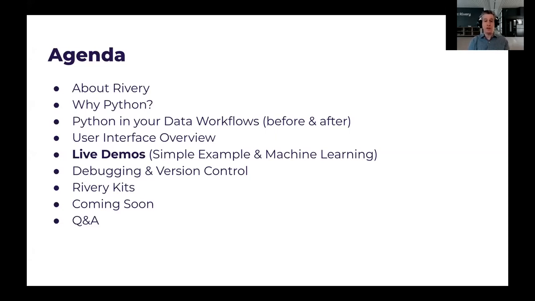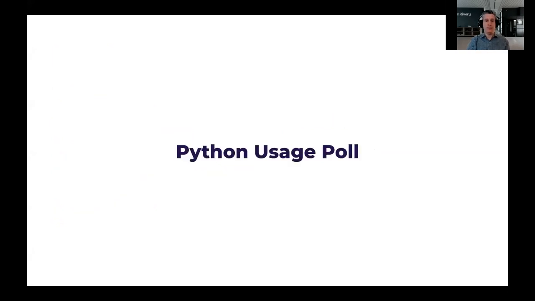JJ is going to be showing two live demos, one of a simple example and one of a really cool machine learning example. Then we'll talk a little about debugging and version control using Python, Rivery Kits, some of the cool features we have coming soon, and at the end, some Q&A.